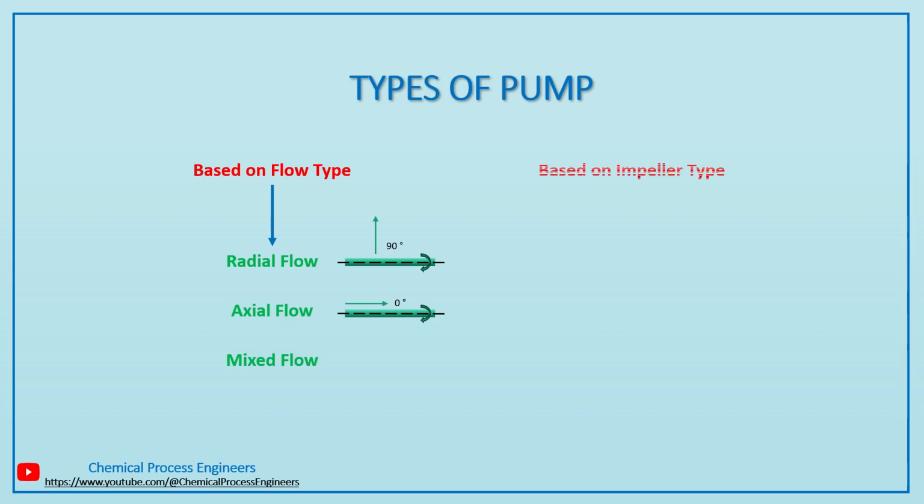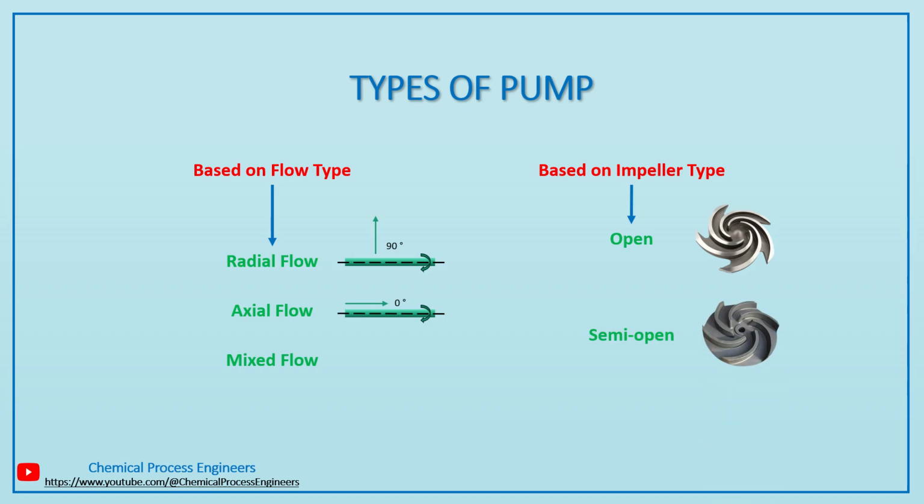Pumps are also classified based on the impeller types. First one is open impellers. Open impellers have vanes only attached to a hub with no disc, and they are excellent for handling liquids with large solids such as wastewater or slurries because the open design provides large passageways.